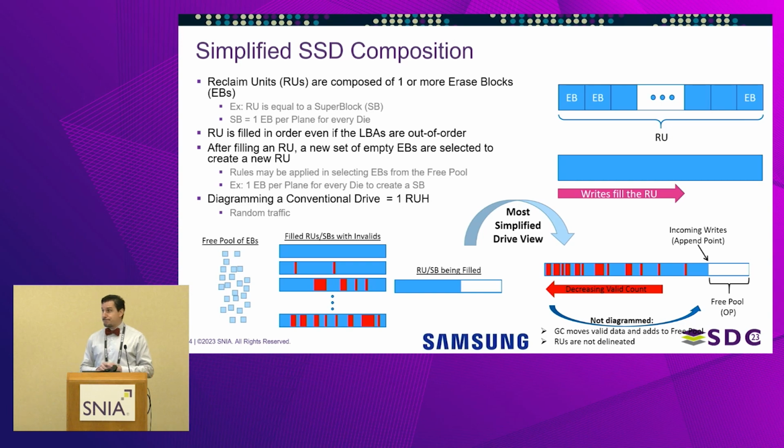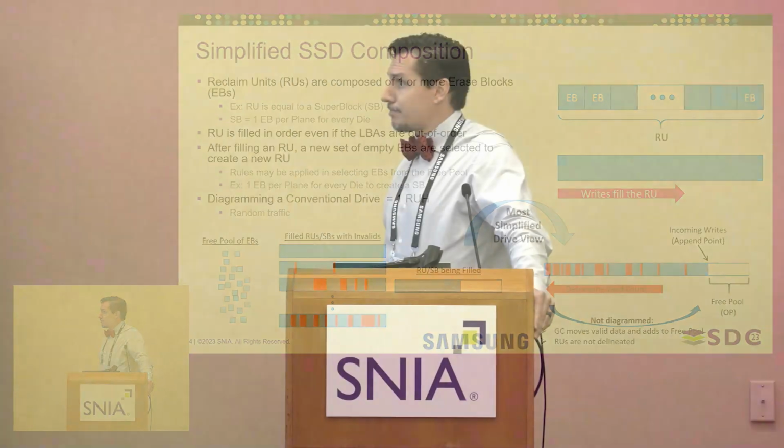I want to make sure I understand your second bullet. Within an RU, the LBA cannot necessarily be in order. Is that what that means? Correct. Okay. Yeah, so the question was clarification on the second bullet point, and an RU does not require the LBAs to be in order. And yeah, thanks for the clarification. I appreciate the questions while we go through.